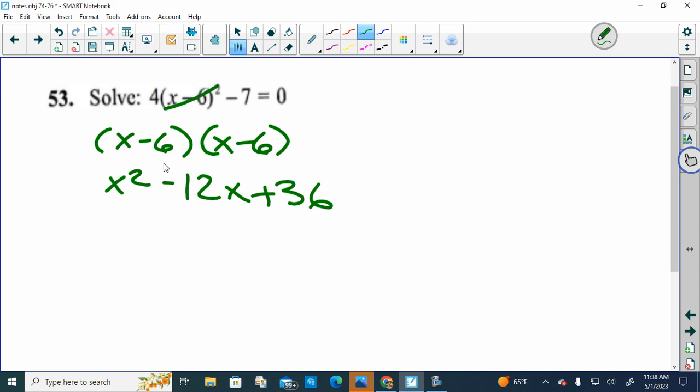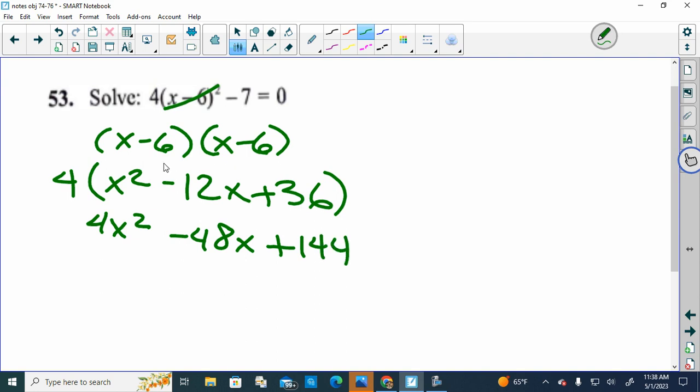Okay, so now I need to multiply by 4. That's my next step. We're almost done. So now I need to distribute that. So I would have 4x squared minus 48x plus 144. And that was just distributing the 4. Good? Okay, one last thing is what? Minus the 7. So with the like term, I'm going to subtract the 7 from there, which gives me 4x squared minus 48x plus 137.